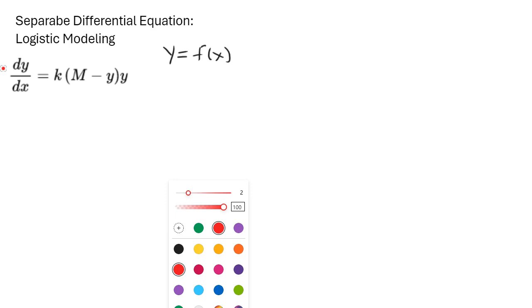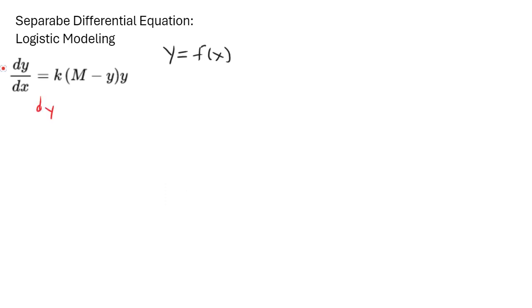So you would take that dy divided by m minus y, and you have y, but this equals k, and this is dx. The next step is that you would just integrate on both sides, of which this would be just kx plus c. But then from here, it becomes a question as to how you solve the left-hand side.